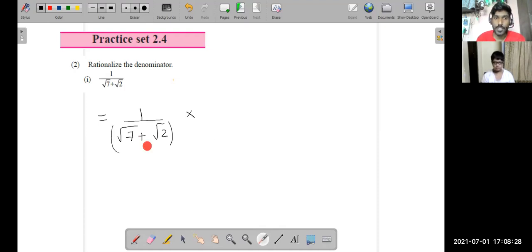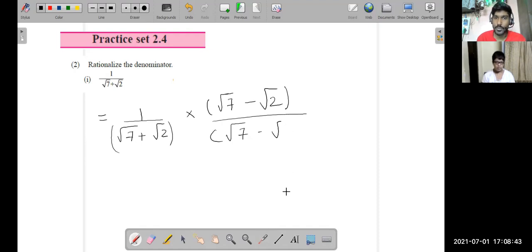Now, when you take the conjugate of the denominator, this becomes root 7 minus root 2. Clear? Divided by the same thing, root 7 minus root 2. So whenever you are rationalizing the denominator and the denominator has two terms, you take the conjugate of the denominator and you multiply it in the numerator and denominator. So the conjugate of root 7 plus root 2 is root 7 minus root 2 upon root 7 minus root 2. If it would be minus here, then you would have taken plus in both places.